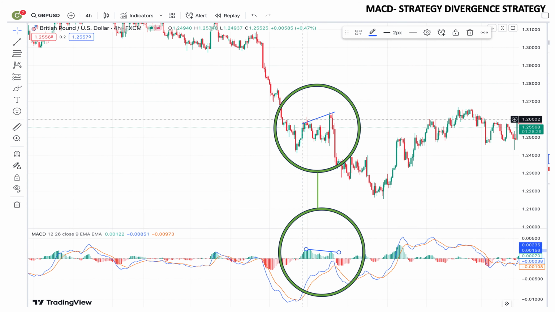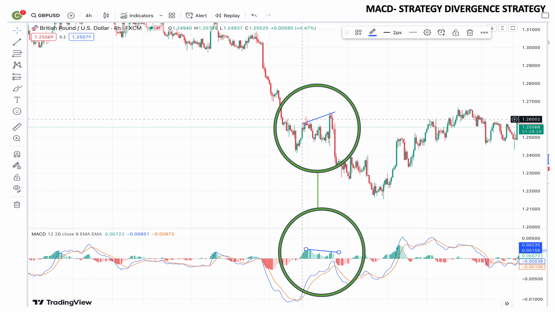And MACD can also be used as a divergence strategy. What is a divergence strategy? It's basically where the price shows a certain direction, and the MACD shows a different, opposing direction.